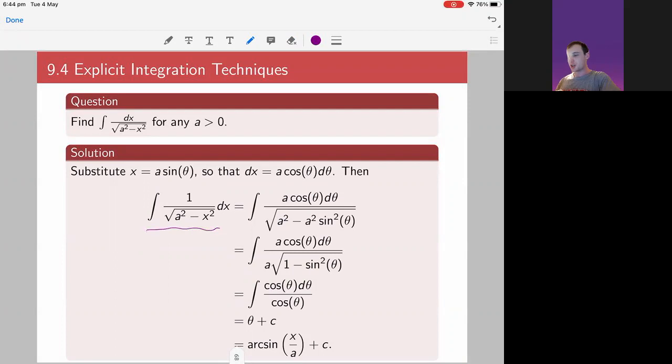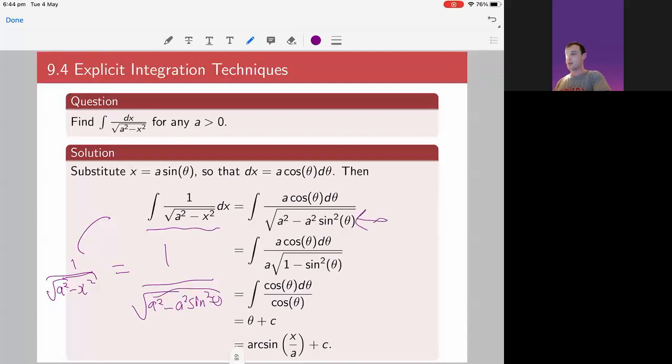With this substitution, the function 1 on the square root of a squared minus x squared becomes 1 on the square root of a squared minus a squared sine squared theta. So that's this term there, but the a cosine theta comes from that.